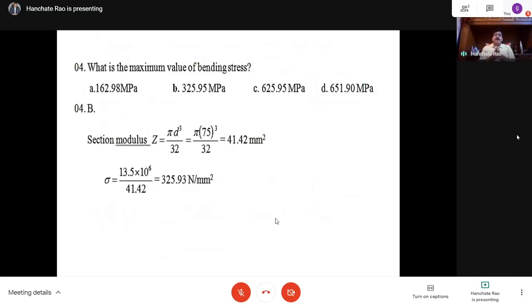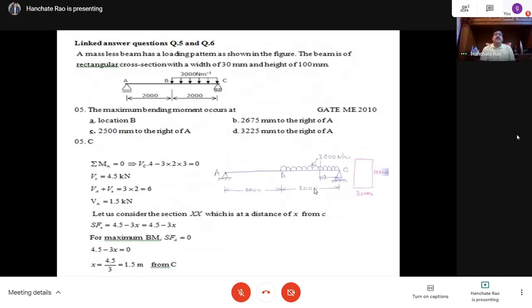Once you know the bending moment, bending stress is equal to M by Z. So Z is equal to pi d cube by 32 for circular section. Diameter is 75. So pi d cube by 32 will give you Z. Moment you have already calculated. So M by Z will give you the maximum bending stress. Two questions are linked to this question.